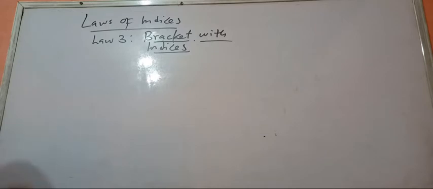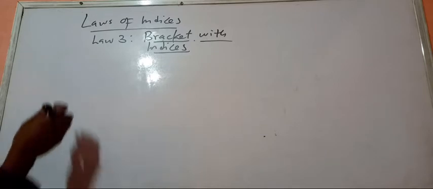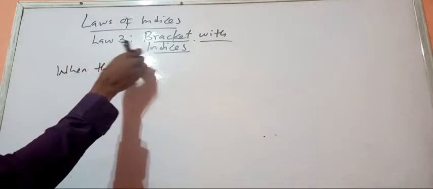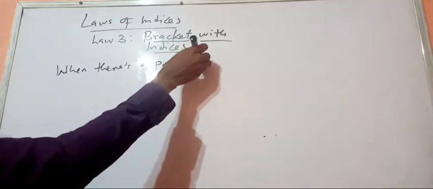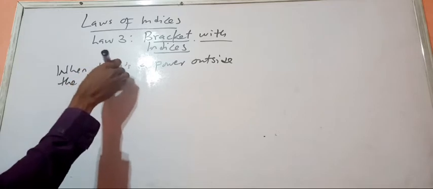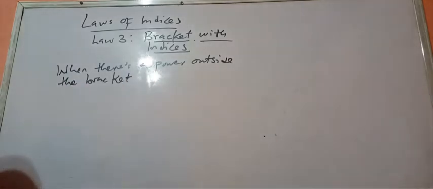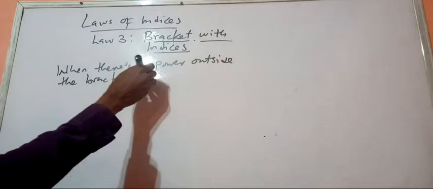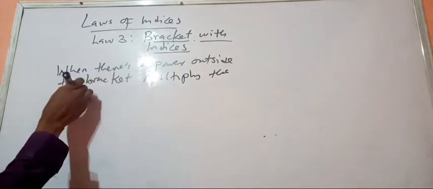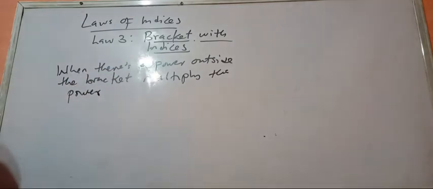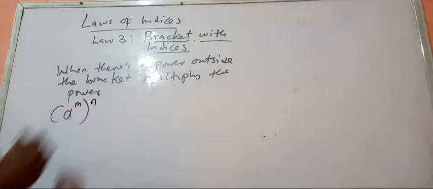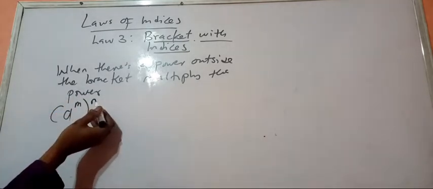When there is a power outside the bracket, multiply the power. For example, a raised to the power n, in brackets, raised to the power n. This is the power outside the bracket.